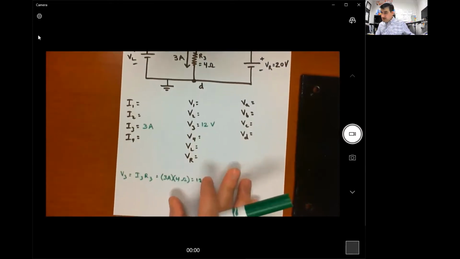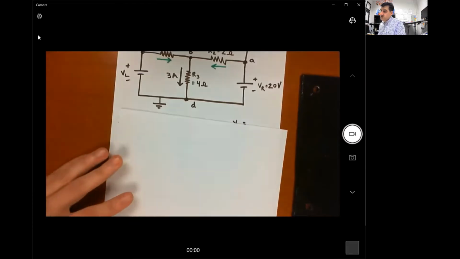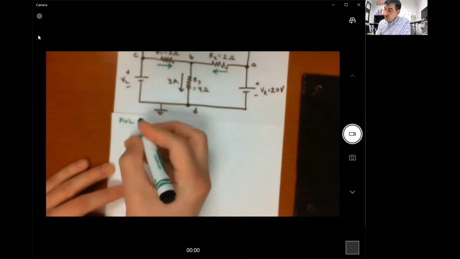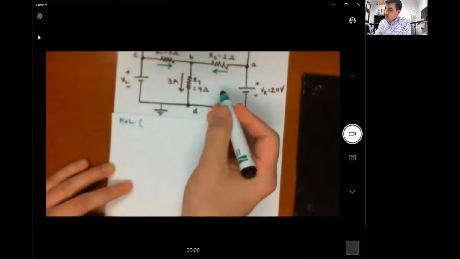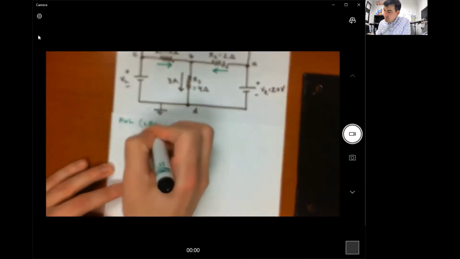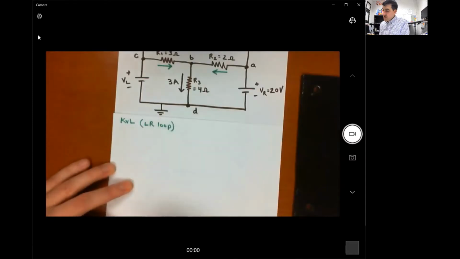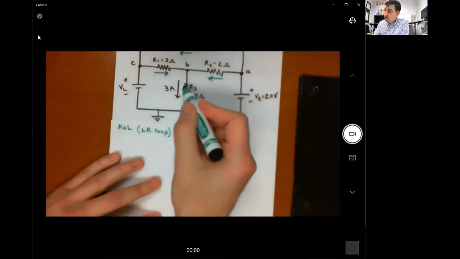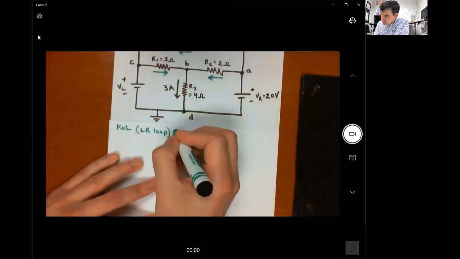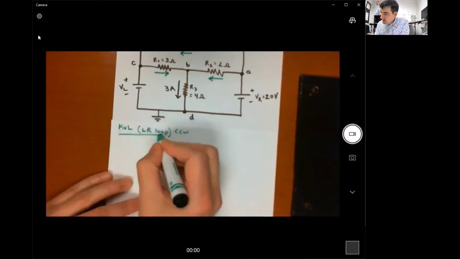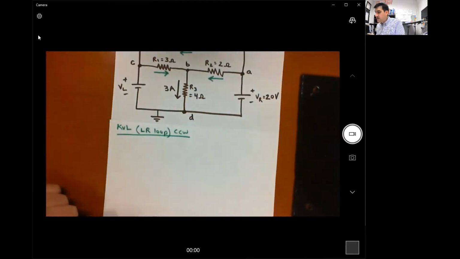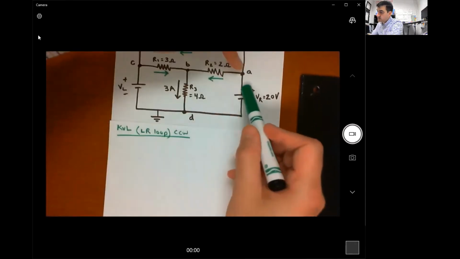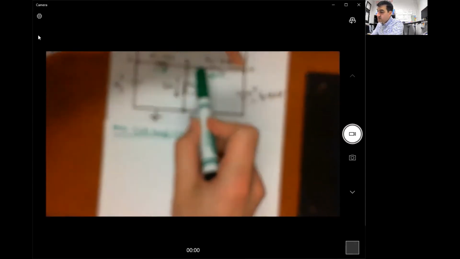I could probably fit it down here, but I'm going to make a new page. So I'm going to make a KVL loop, and I'm going to call this the lower right loop. I like to go with the arrows as much as I can, so I'm going to go counterclockwise here. It doesn't matter where I start. Let's just say I start at A and go counterclockwise, so I'm going with the arrow here.